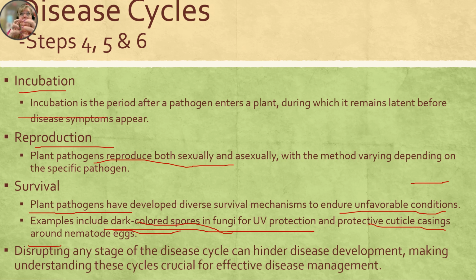meaning remember we talked about the viruses. Some of them had cases, and the bacteria, some of them had cases. That helps to protect them. And then you also put them around the nematode eggs so that they can survive from transferring from one plant to the next. If you can disrupt any stage in this disease cycle, it's going to hinder development. So if you can break this thing up at any one of the 6 steps, you're going to make these cycles crucial for effective disease management.